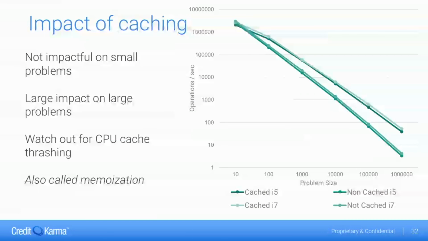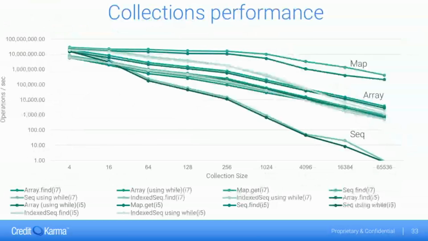Talk about different collections. We measured array and map and sequence and index sequence. We didn't measure list because it was so slow.